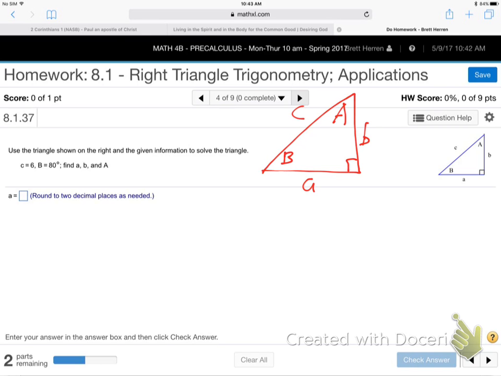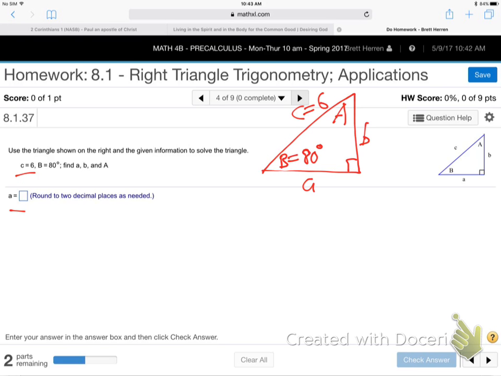Oh, and they're telling me little c is 6, so they're giving me the hypotenuse. And beta, or B, I guess it's just B on this one, is 80 degrees. That's all they're giving me. Okay, so give me those two.